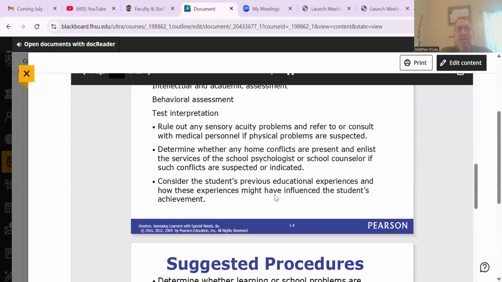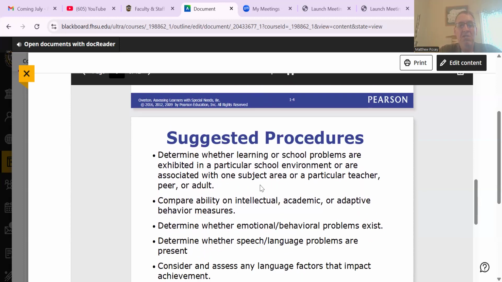We want to determine if there's any conflicts or any environmental factors or barriers that are preventing the student from learning. And we also want to include our school psychologist or school counselor to try to help facilitate any issues that might exist there. So some suggested procedures are determining whether learning or school problems are exhibited in a particular school environment. A lot of times we'll do that with the adaptive behavior skills that are provided. A lot of times that might be the ABS, or the Vineland 3 is a common one.